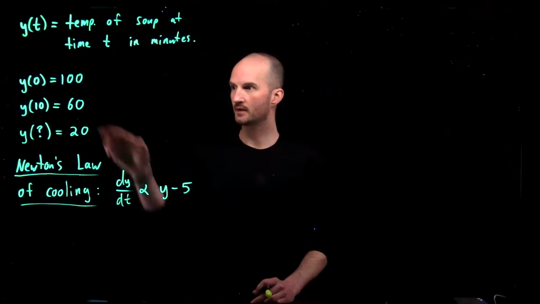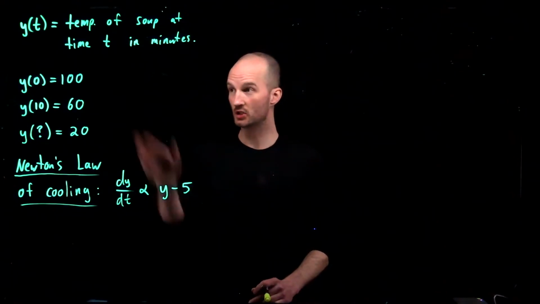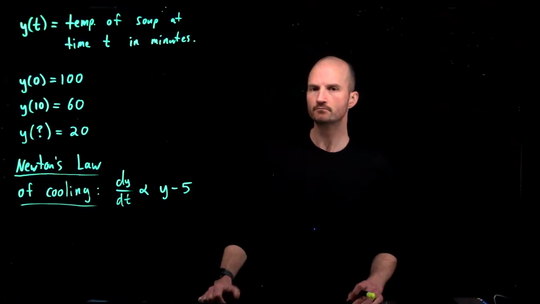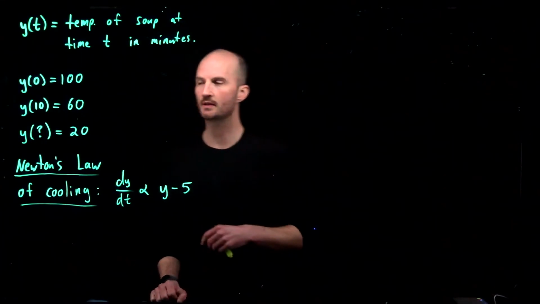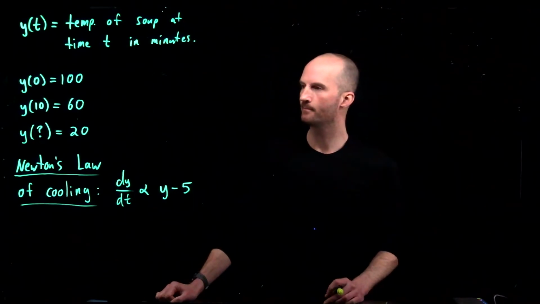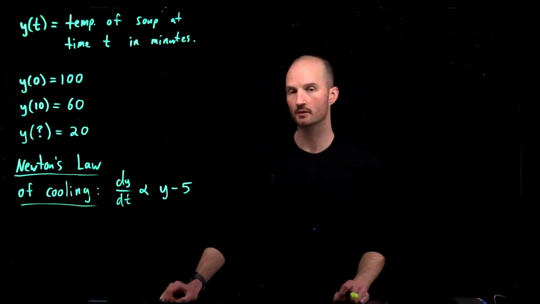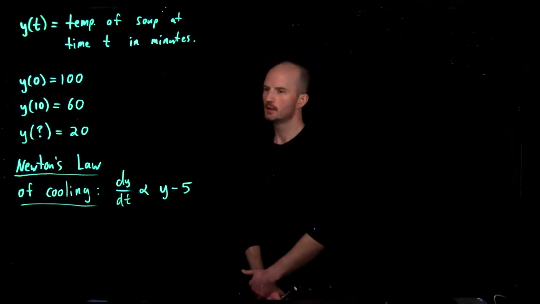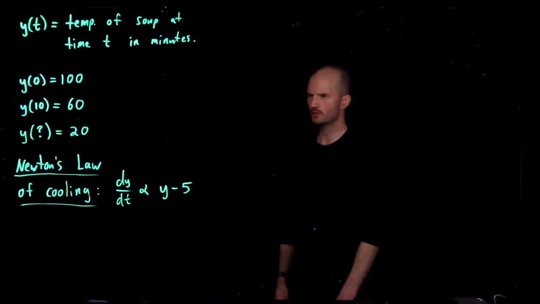And as it gets closer to 5 degrees, the rate of cooling is going to go down, right? So initially it's going to be very quickly cooling. Temperature is going to be descending quite quickly. 10 minutes comes down to 60. But to get down to 20, I think we're going to see that it's going to take quite a bit longer. And this makes sense, of course, because it's that difference that matters.